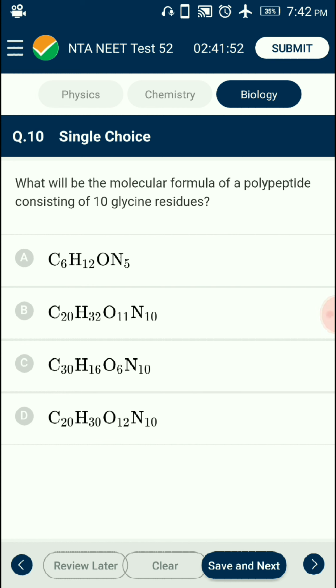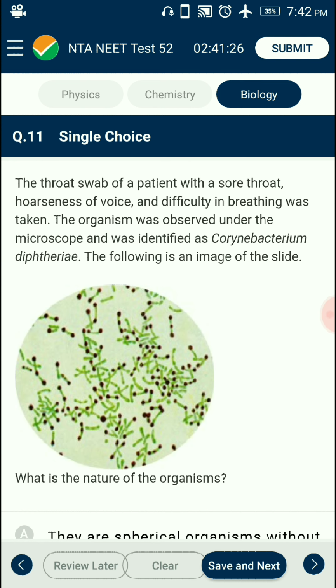Thus, the molecular formula of the polypeptide will be 10 times C2H5O2N1 minus 9 H2O, equal to C20H32O11N10. So the correctly matching option is option B, C20H32O11N10.